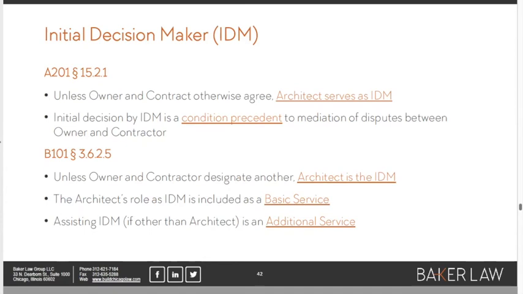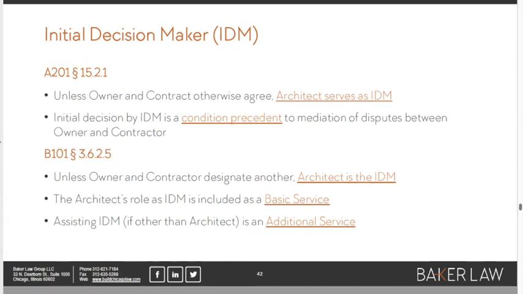So if you go back to the 1997 version of the general conditions, if there was a dispute between the owner and the contractor, they were required to submit the claim to the architect, and the architect renders a decision. And if either party, the owner or the contractor, disagrees with what the architect has to say, the owner or the contractor can initiate formal dispute resolution. They can proceed on to mediation or arbitration or litigation. Okay. And again, the architect has this ethical obligation to render an impartial decision in good faith.